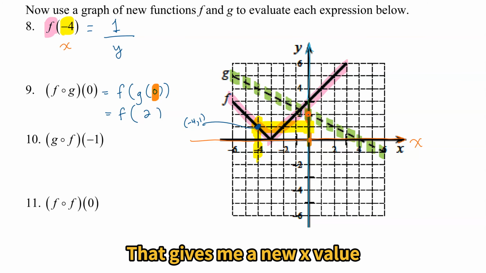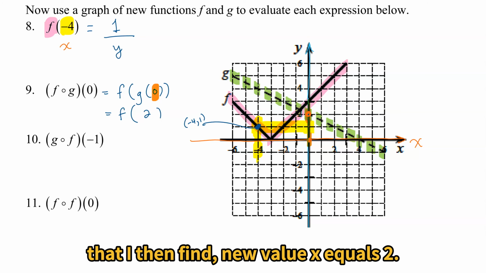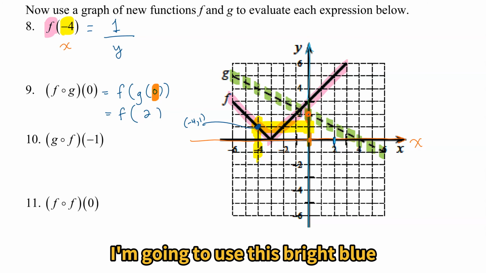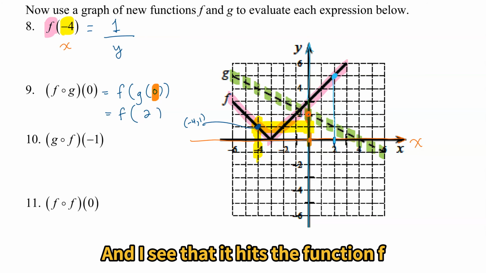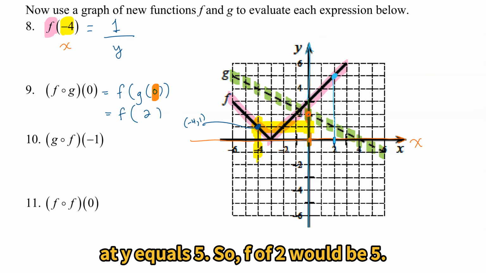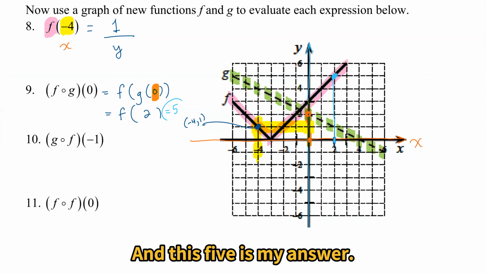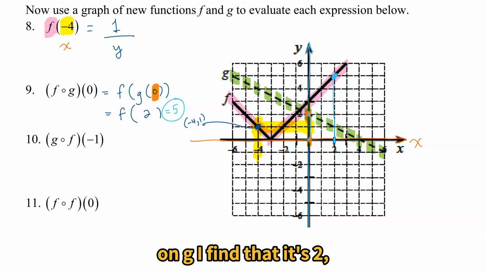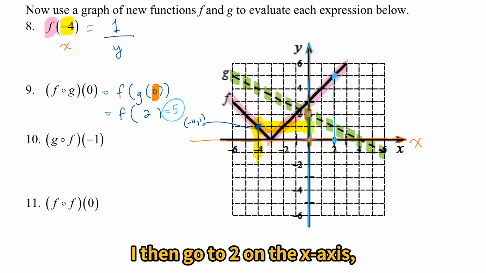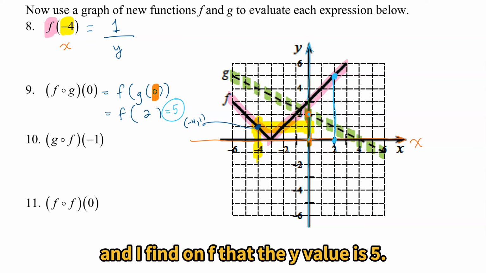That gives me a new x value, x equals 2. And now I need to follow it up. I'm going to use this bright blue. I'm going to follow it up until it hits the function f. And I see that it hits the function f at y equals 5. So f of 2 would be 5. And this 5 is my answer. I went through a two-step process. 0 on g, I find that it's 2. I then go to 2 on the x-axis, and I find on f that the y value is 5.